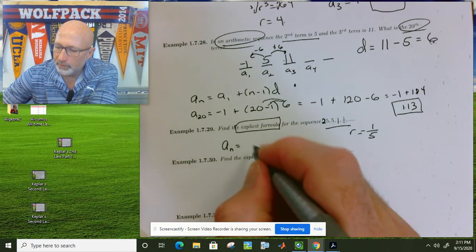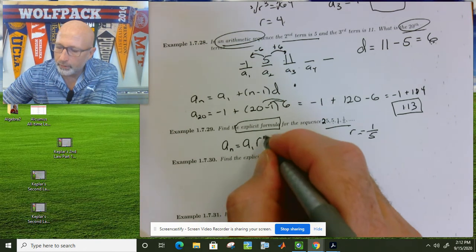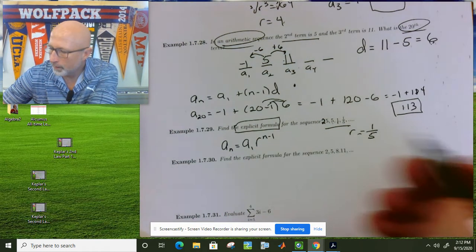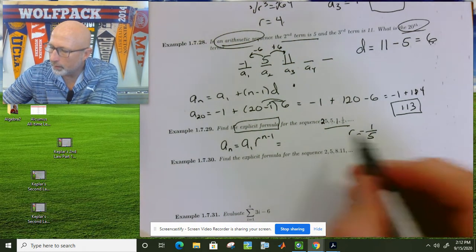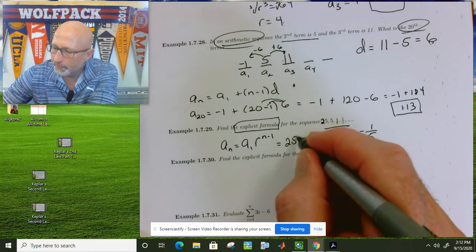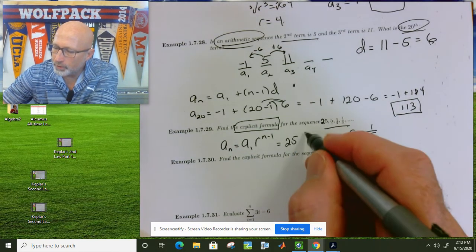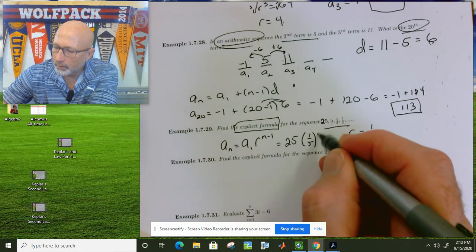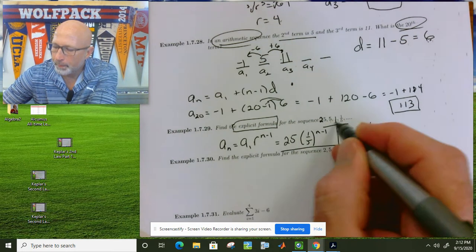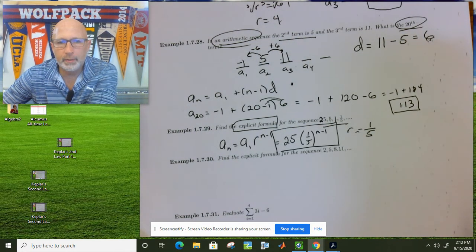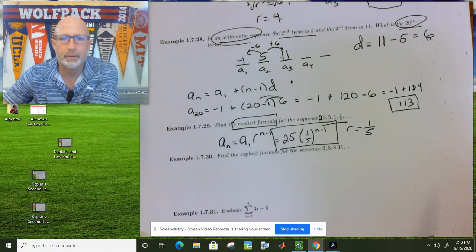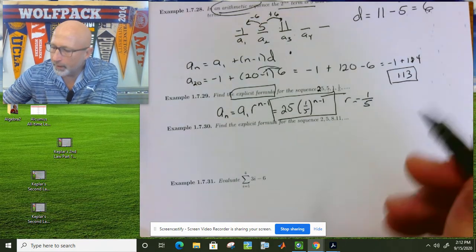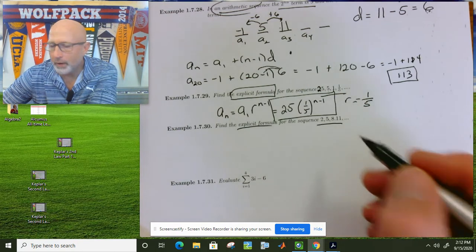So the explicit formula then is a of n is equal to a1 times r to the n minus 1 power. So this is equal to a1, which is 25, times r, which is 1/5, raised to the n minus 1 power. Okay, and that's what the equation is. I should have the a of n in there as well.